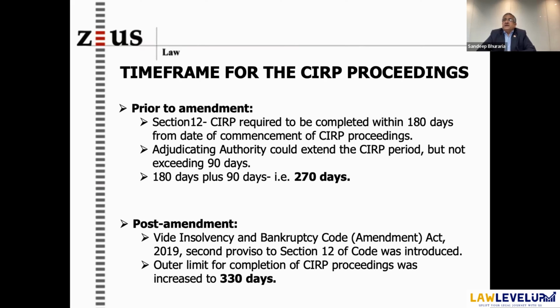Now, this period of 180 days initially could be extended by 90 days. Hence, initially, the mandated period to complete CIRP proceedings was 270 days. Now, this 270 days was subsequently amended, and a second proviso to section 12 of the code was introduced, which said that beyond this 90 days, another 60-day window was provided, and hence the CIRP proceedings were increased to 330 days.